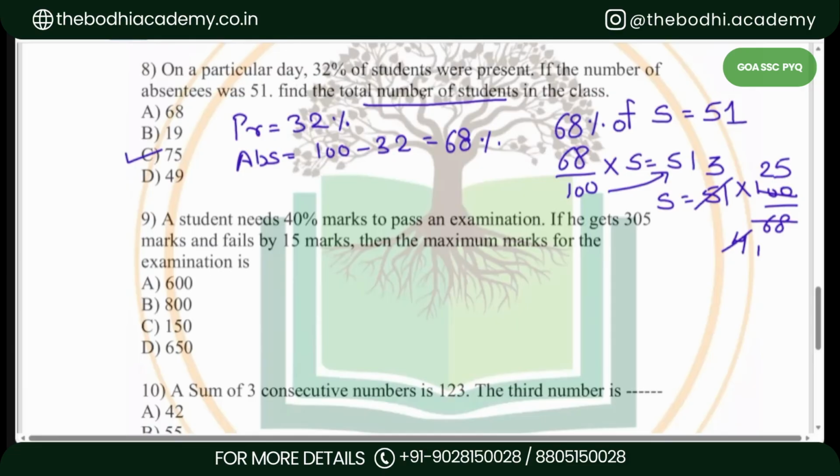Okay, so on a particular day, if there were some students who were present, we have to find how many are absent and then accordingly find the answer. So that is how the answer is 75.